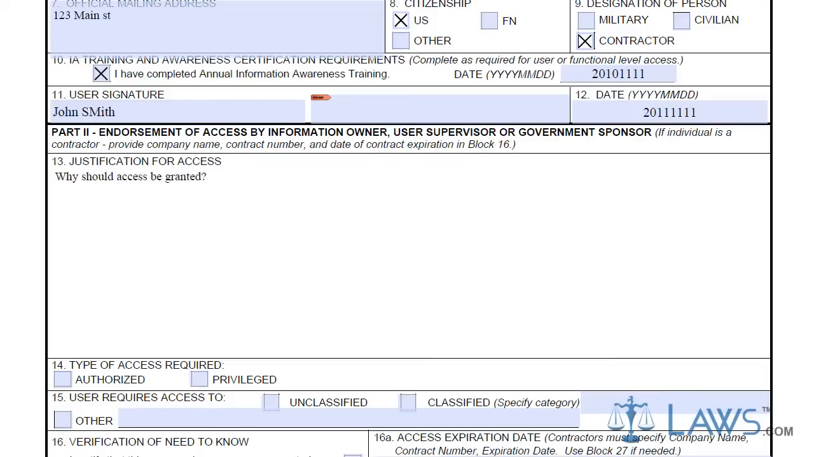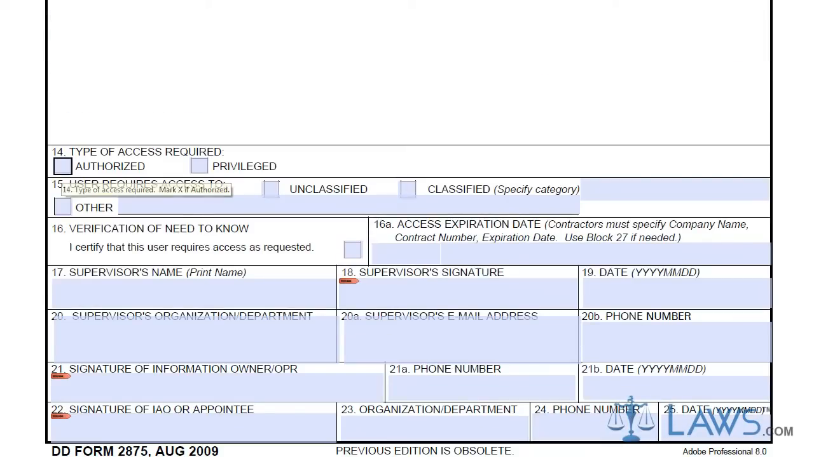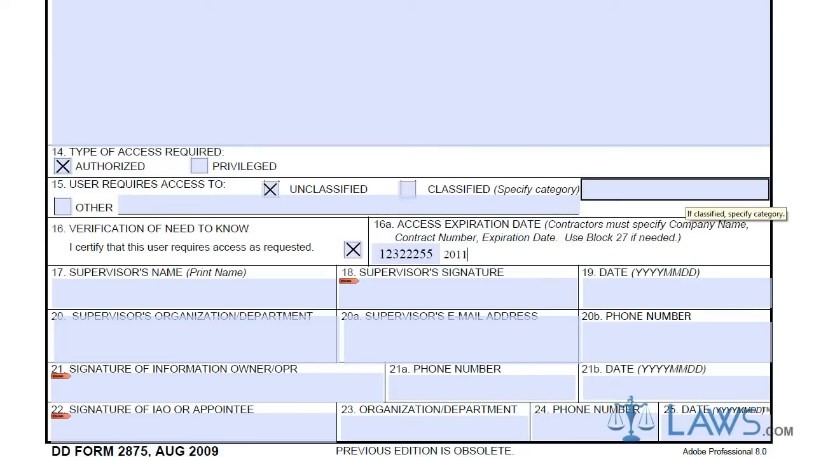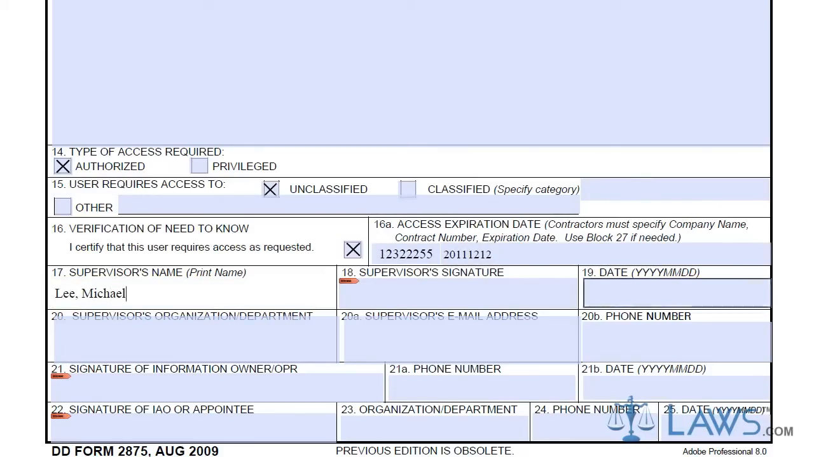However, if extensive information needs to be provided, additional pages may be attached at the end of the form. Additionally, the sponsoring party must describe the type of access to be granted and the security clearances necessary for the system. Both the supervisor and information owner must provide their certifications and contact information in boxes 17 through 25.